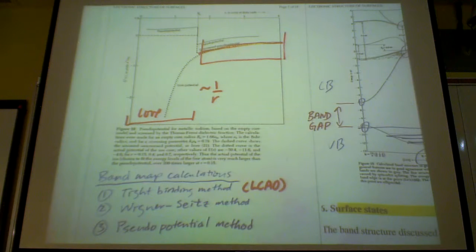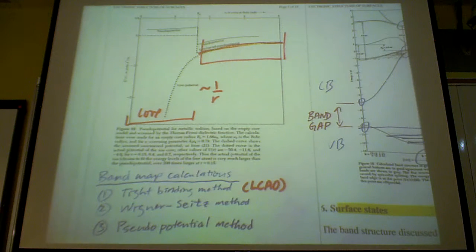Just like the LCAO MO approach, they are very good for a filled state, an energy level that already has an electron in it. That is quite easy to do. For unfilled states, like the conduction band, they are not so good. They are not so accurate. So that's usually the limitation of these types of methods.